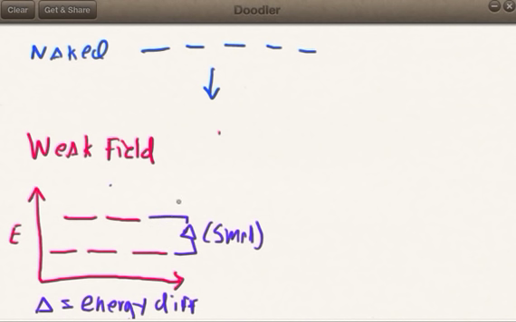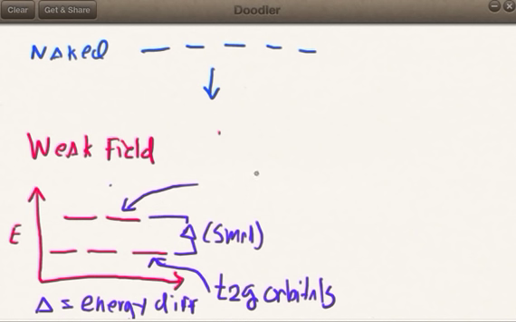And oftentimes you may hear people call the 3 orbitals down here at the lower energy the T2G orbitals. All right, the T2G orbitals, and then the orbitals at higher energies are what we call the EG orbitals. All right.